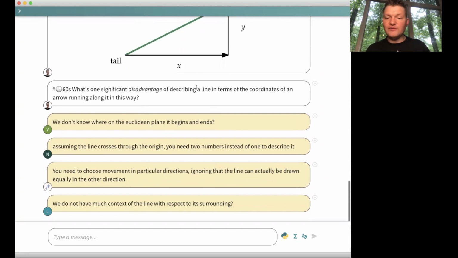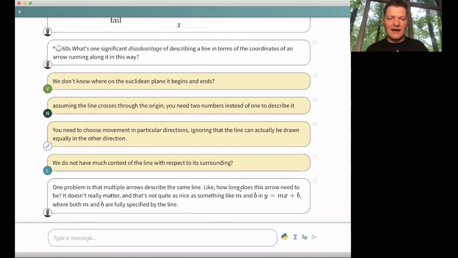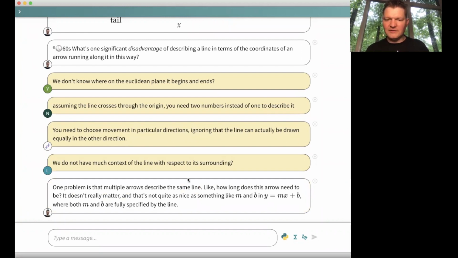And we could also move things up and down. We don't know where in the plane it's situated. So this is an incomplete way to specify a line. That's for sure. And there's more slack than that, because how long does the arrow need to be? You can draw an arrow within a line of a lot of different lengths. And is one really better than the other?